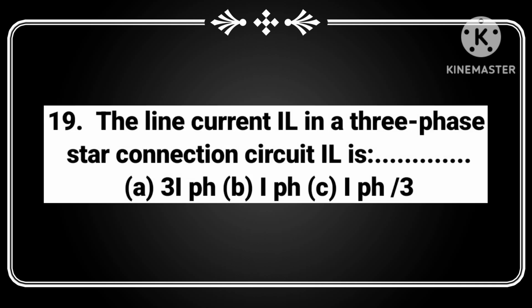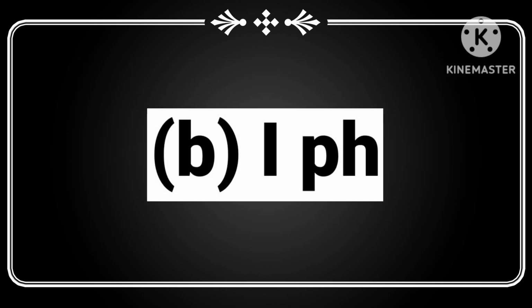The line current IL in a three-phase star connection circuit is dash. A. 3 IPH. B. IPH. C. IPH by 3. And the correct answer is B. IPH.